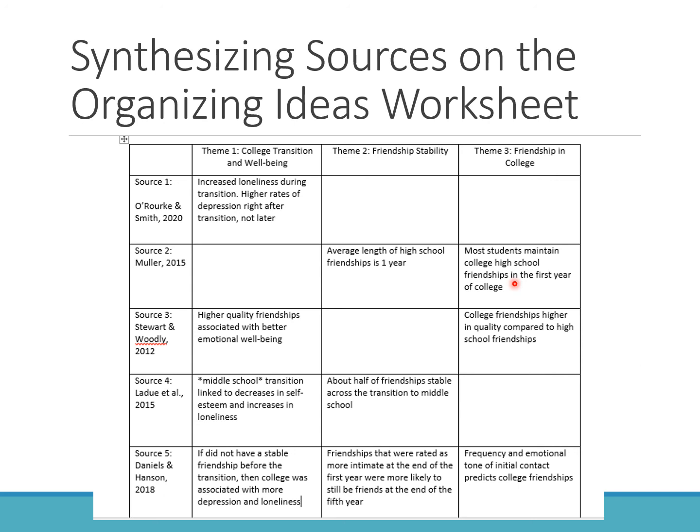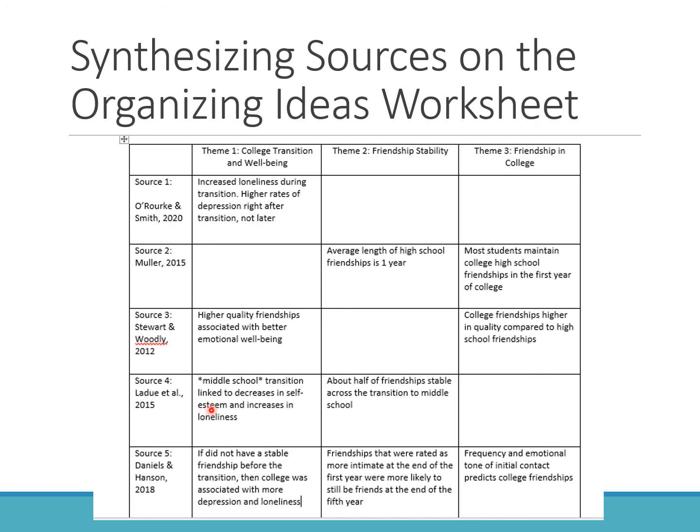When I go to write this paper, I'm going to have a section about how the college transition affects well-being, and I'm going to look at any of my articles that address this. I had one article that addresses increased loneliness. The middle school transition is associated with low self-esteem and higher loneliness. College was associated with more depression and loneliness. So I could make a statement like, in general, the college transition has been associated with increased loneliness, and I can cite all 3 studies that found that. In addition, middle school transitions have found increased loneliness as well, and I can cite this Ledoux article.